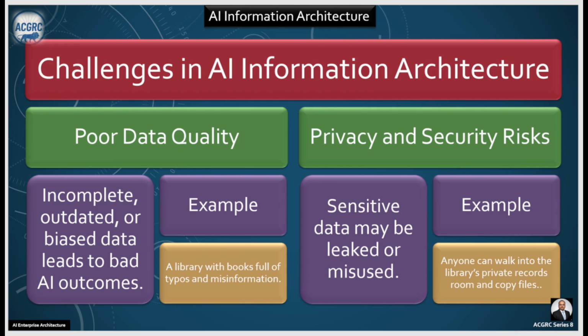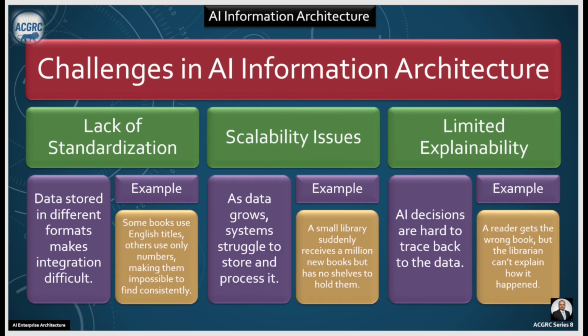Sensitive data may be leaked or misused. Example, anyone can walk into a library private record room and copy the files. That's the challenge from privacy and security risk. Data are stored in different formats, making integration difficult. Example, some books use English titles, others use only numbers, making them impossible to find consistently. That's lack of standardization.